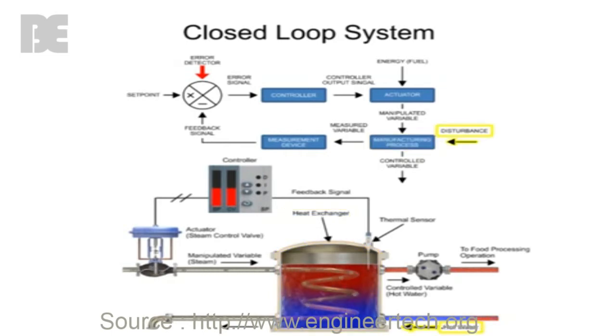Disturbance is defined as a change in the manufacturing process resulting in a change in the control variable. Disturbances occur when the water temperature suddenly changes or stops flowing. Closed-loop control and the associated terminology are common within manufacturing systems where precise control is required.